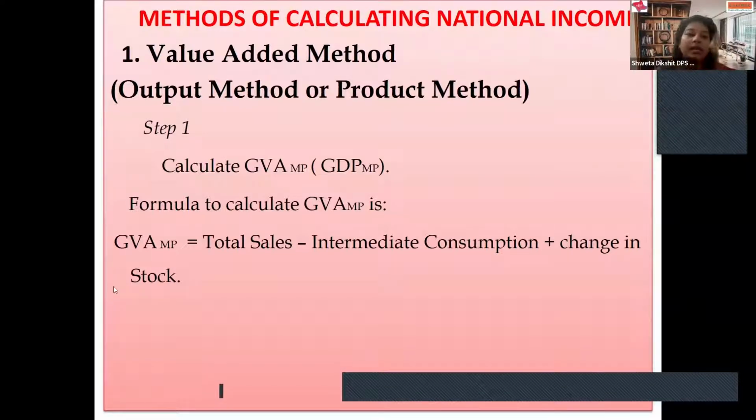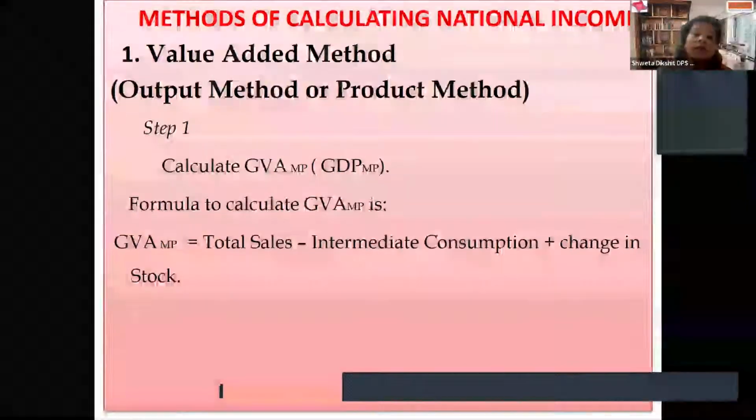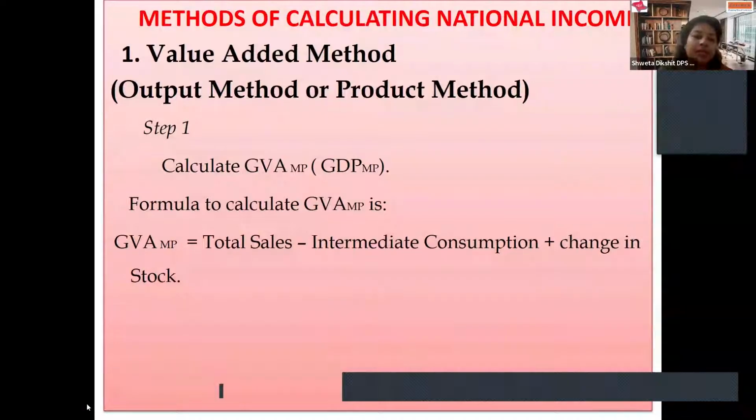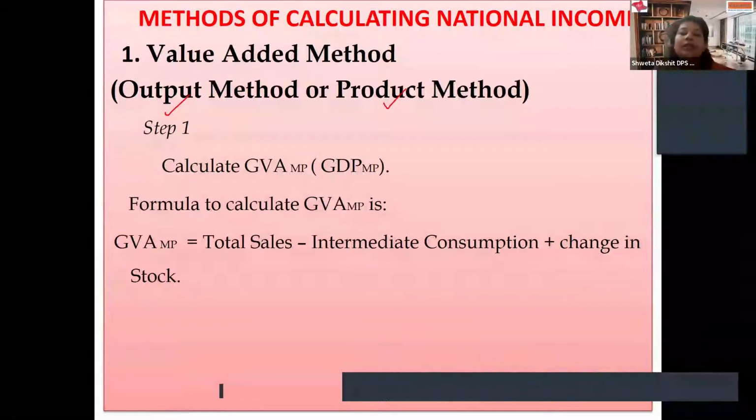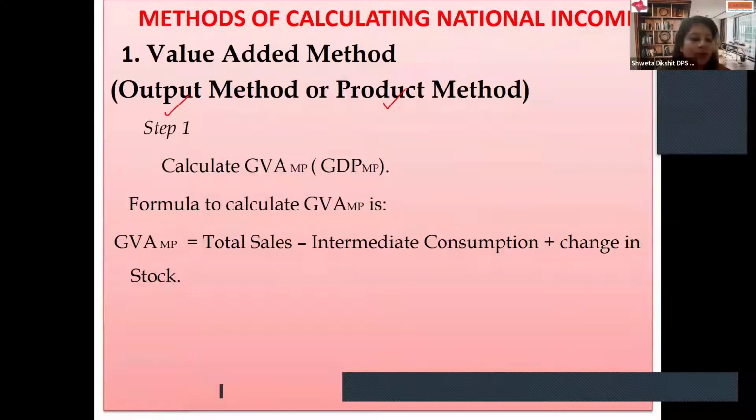Value-added method is also known as output method or product method. I repeat, it is also known as output method or product method, as written on your screen. Why is it called so? It is called so because it talks about productivity, and with the help of productivity, it calculates the productivity of the country. That means the GDP of the country.